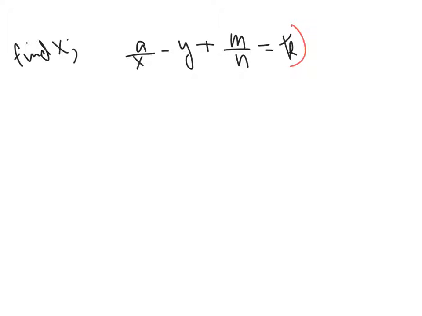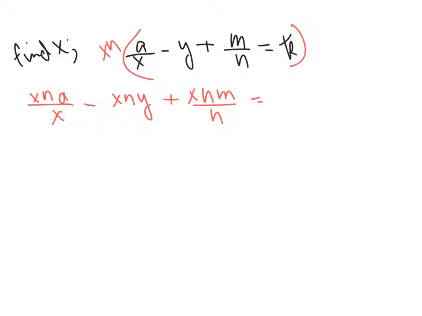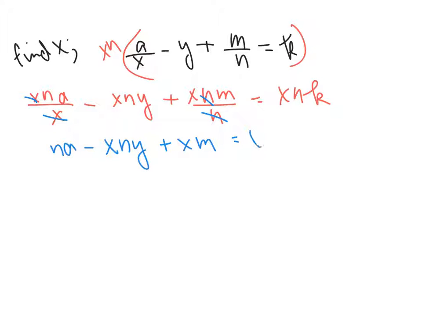And I'm going to multiply the whole thing by, again, my denominators. So let's go ahead and put all those together. A over x times xn, minus xn times y, there's no denominator there. Okay, cancel. And I have na minus xny plus xm equals xnk.